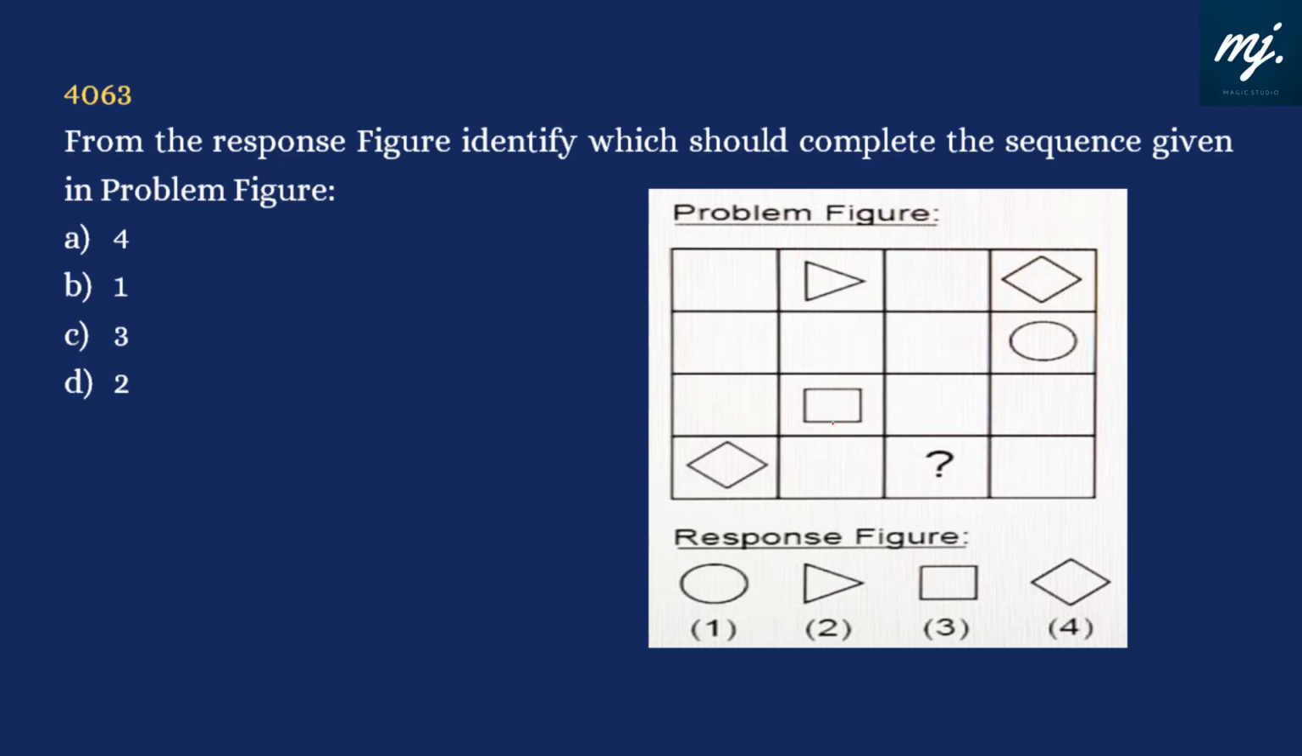Circle, square cannot be here. We cannot have a square at this point. If we look at column 1, that means square should be at this particular place. And then we have triangle here. I'm just trying to fill up. Triangle is not in this particular position because it is already there in column 1. So we should have a triangle here. In place of question mark, we should have response figure 2, and that is in option D.